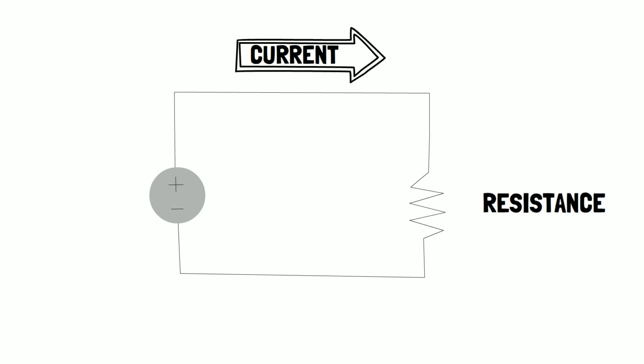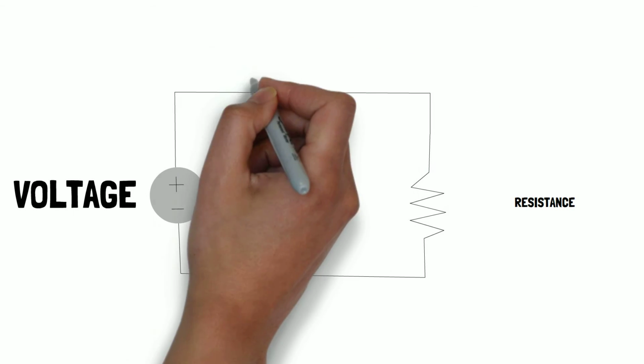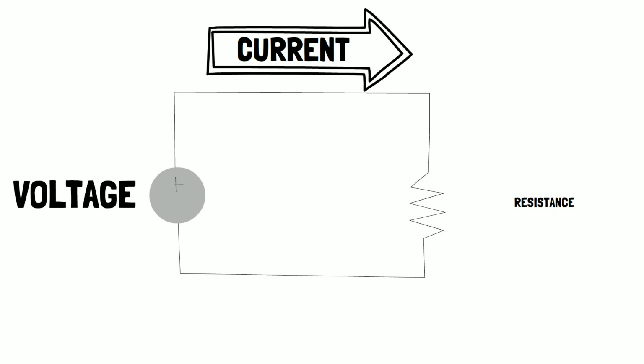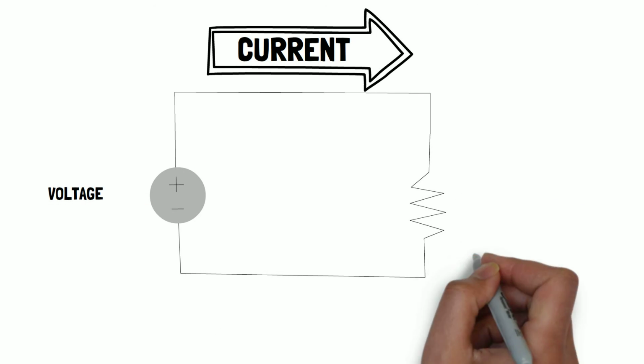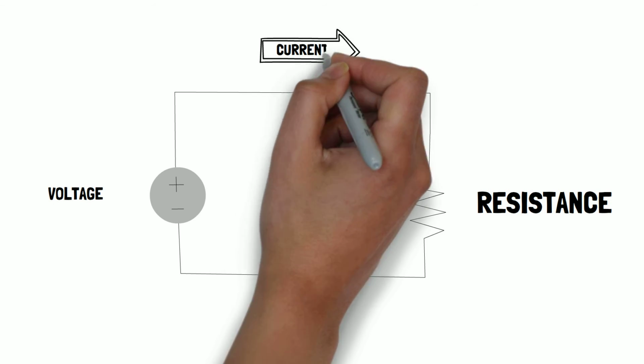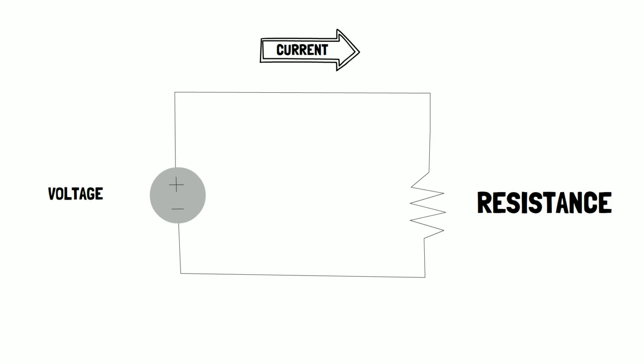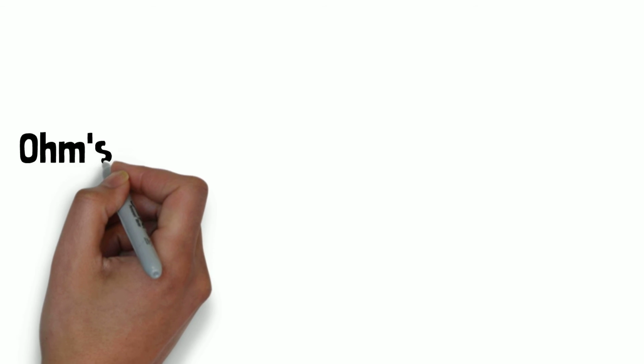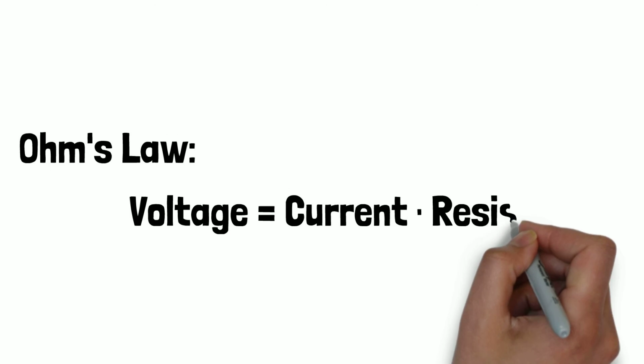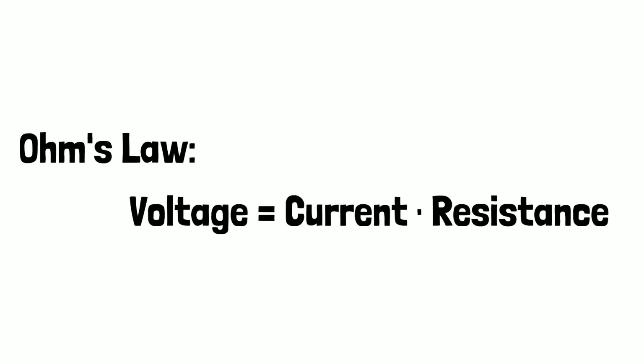If we increase the voltage, decrease the resistance, or do both, then current will increase. If instead we decrease the voltage, increase the resistance, or do both, current will decrease. This relationship is captured in an elegant equation called Ohm's law. In a future video, we'll take a closer look at Ohm's law and see if our river analogy still holds water.